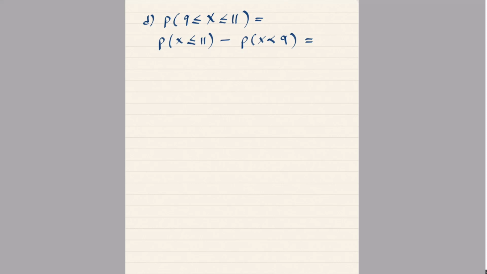It's x less than or equal to 11 minus x less than 9, because we want to include the probability associated with 9 in our answer. If I was using less than or equal to 9, then I would be excluding it. So I'm making it less than 9 to include it. If you think again, what does that mean in terms of a binomial, which is a discrete distribution? Well, it means this.